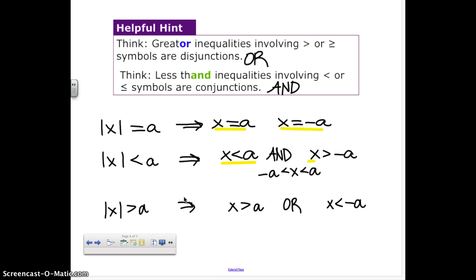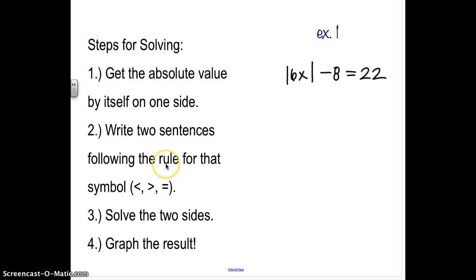They just make a compound sentence, because we have to live on the right side of 0 and we have to live on the left side of 0. Okay, so we're going to take a quick look at how to solve some of these. Okay, so we have some steps we follow for solving.